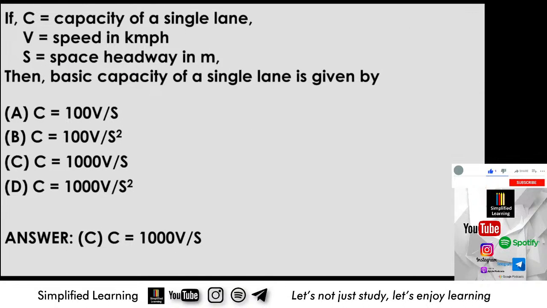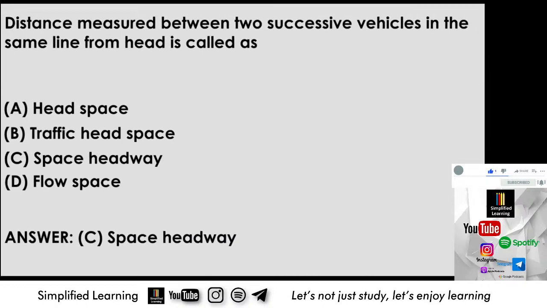If C is capacity of single lane, V is speed in kilometer per hour, and S is speed headway in meter, then basic capacity of single lane is given by capital C is equal to 1000 V divided by S. Then distance measured between two successive vehicles in the same line from head is called as space headway.